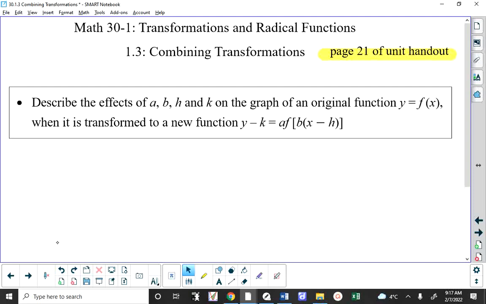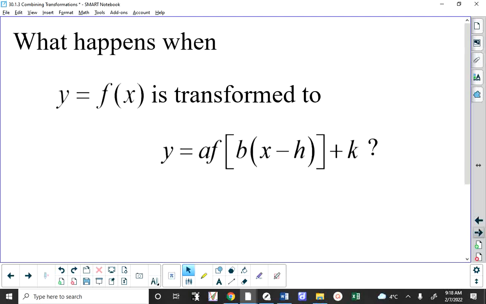What we're looking at today is describing the effects of a, b, h, and k on a function when we go from f of x to y equals a times f of b bracket x minus h bracket plus k. This template is something that appears on a formula sheet, and I will provide you the formula sheet either today or in the next day or two, but it's the only real formula in this unit that we make use of on the formula sheet.